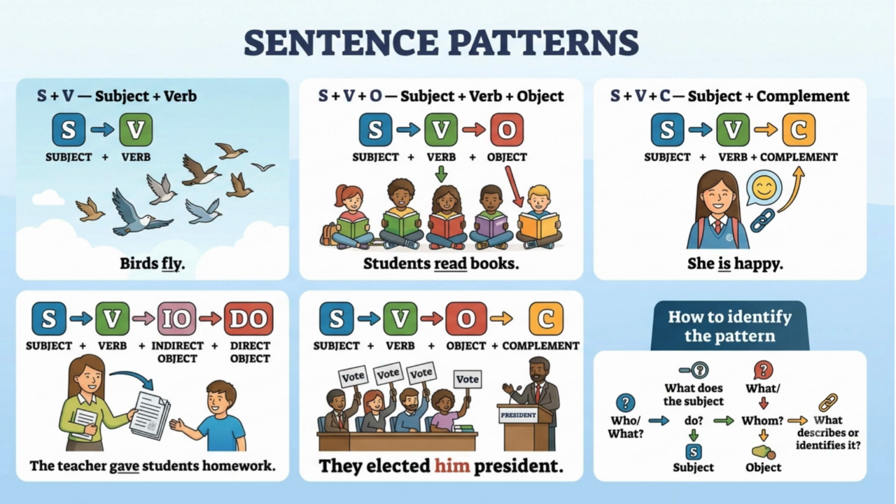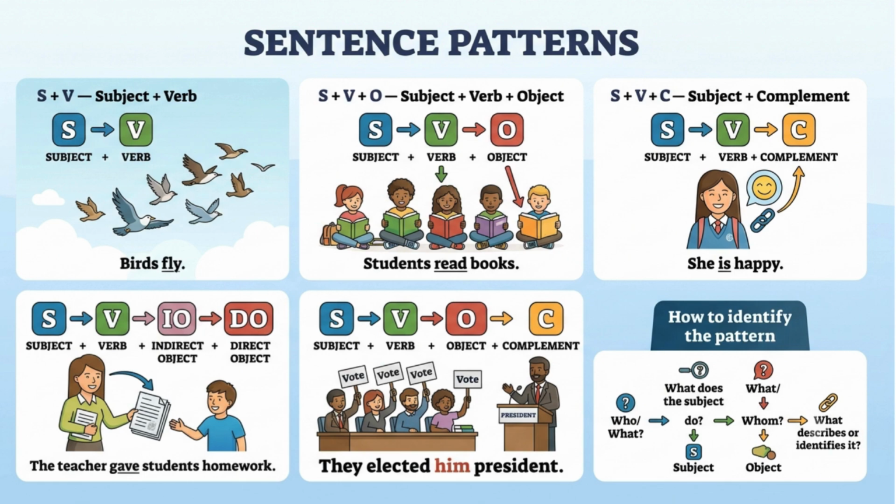Is the textbook called the object because it's the thing getting read? Exactly. The textbook is the direct object because it is the thing being acted upon by the verb. Since you have that down, let's look at the third pattern, which is subject plus verb plus complement.